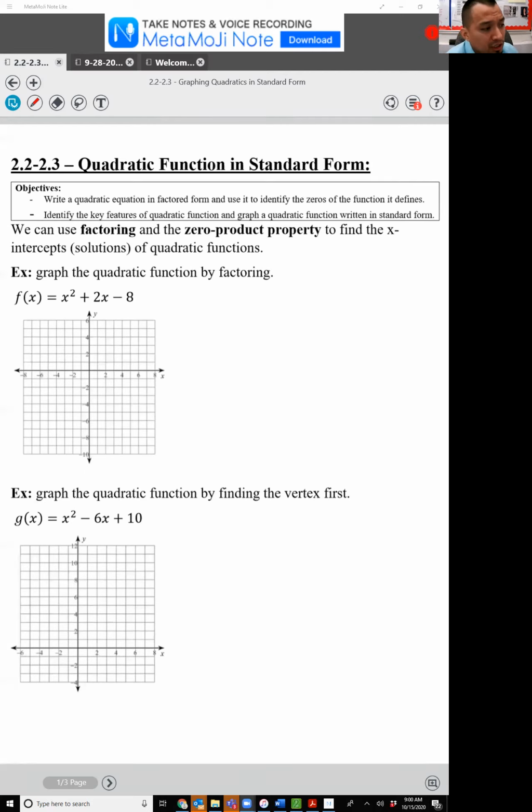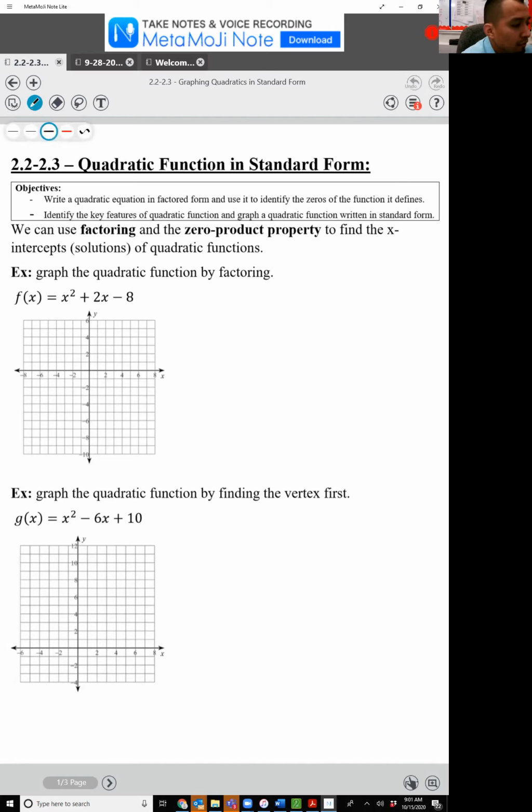The second objective is going to be to identify the key features of a quadratic function, which is something you're going to do on the homework, or not homework, on the activity that I'm going to give you right now, and graph a quadratic function written in standard form. So when something is not factorable, you need to find a different way to graph it, which is what I'm going to show you on the second example. Okay, let's go ahead and get started.